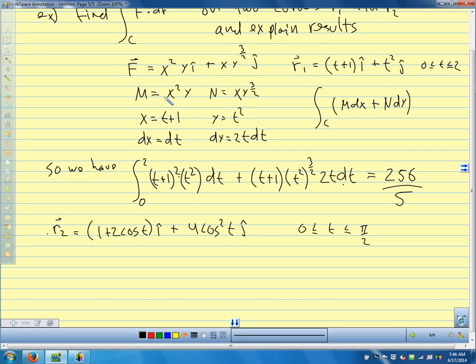So we still have the same m and n that we had before. Here, x equals 1 plus 2 cosine t. I'm trying to find my dx so I can express everything in terms of t. Dx is minus 2 sine t dt. Y equals 4 cosine squared t, so dy equals minus 8 cosine t sine t dt.